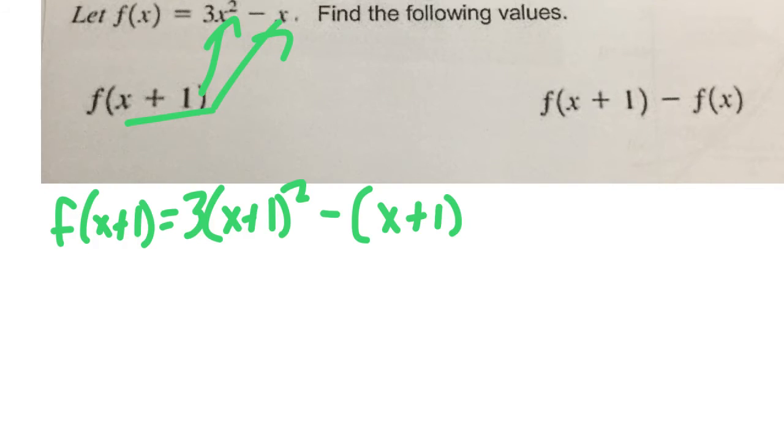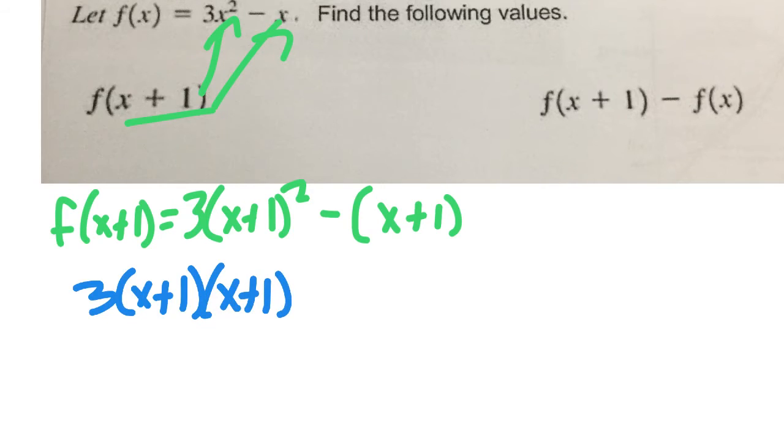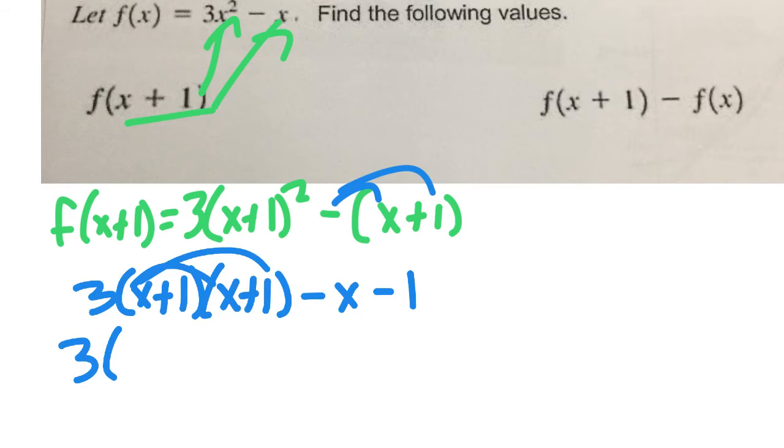Now I've got x plus 1 squared. So that means I want to multiply x plus 1 by itself. Then I'm going to go ahead and distribute that negative. So that's going to be negative x minus 1. Now I'm going to distribute here. So that's going to be 3 on the outside. I've got x squared plus 1x plus 1x. That's plus 2x. And then 1 times 1 is 1.